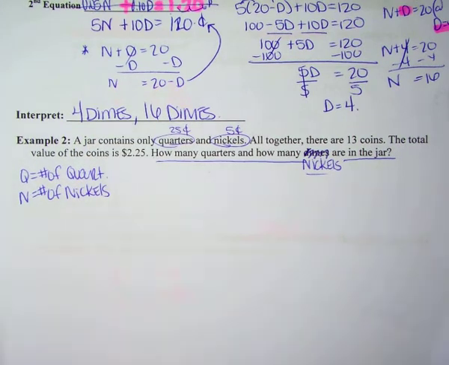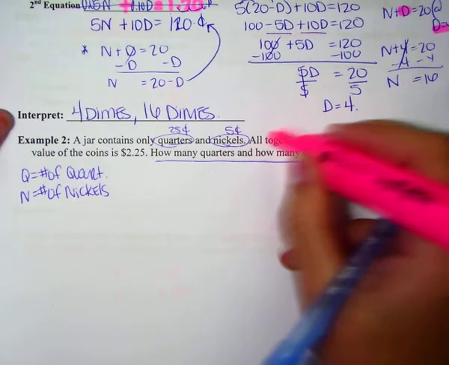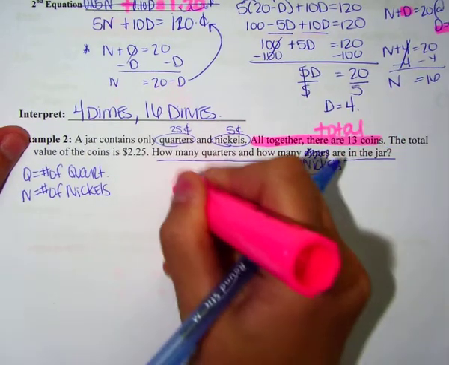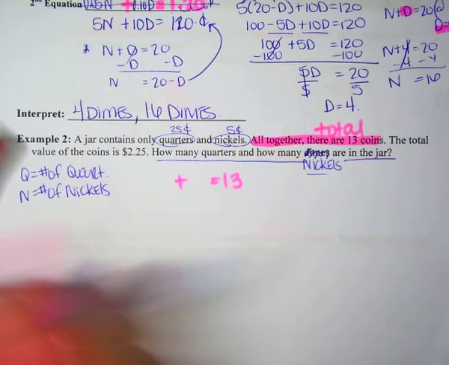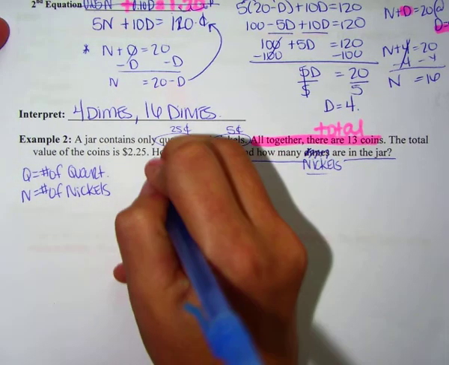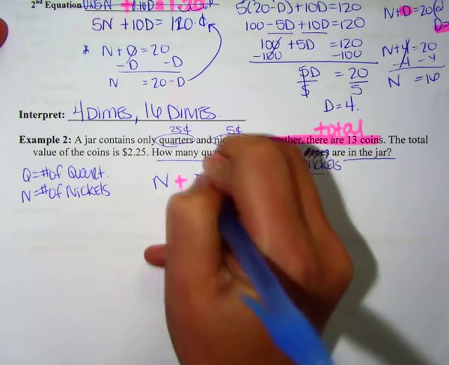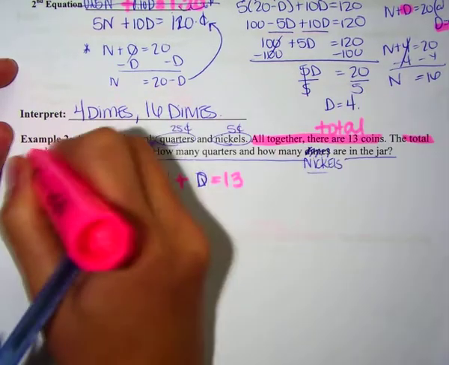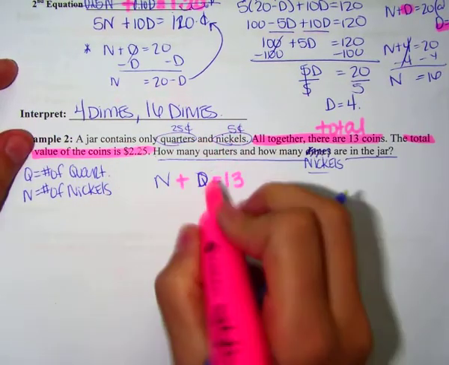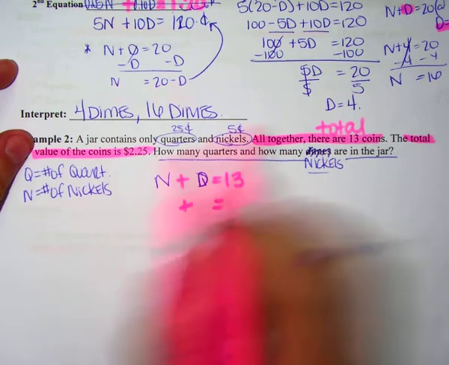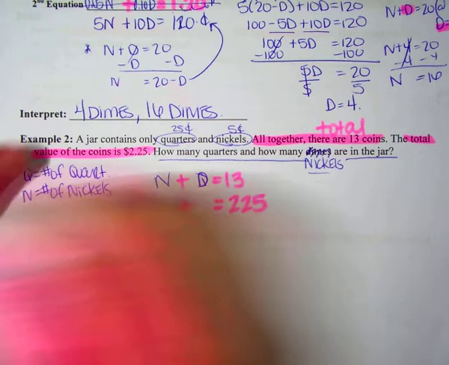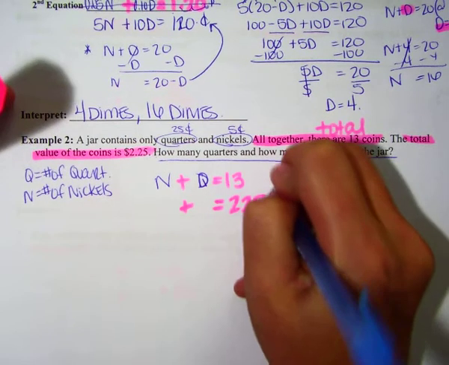Okay, go back and reread. All together there are 13 coins. This is a total for the number of coins. So however many nickels there are, plus however many quarters there are, will equal 13. The total value of the coins, here's another total, is $2.25. So I know I'm dealing with change, so I'm going to change that to 225 cents.